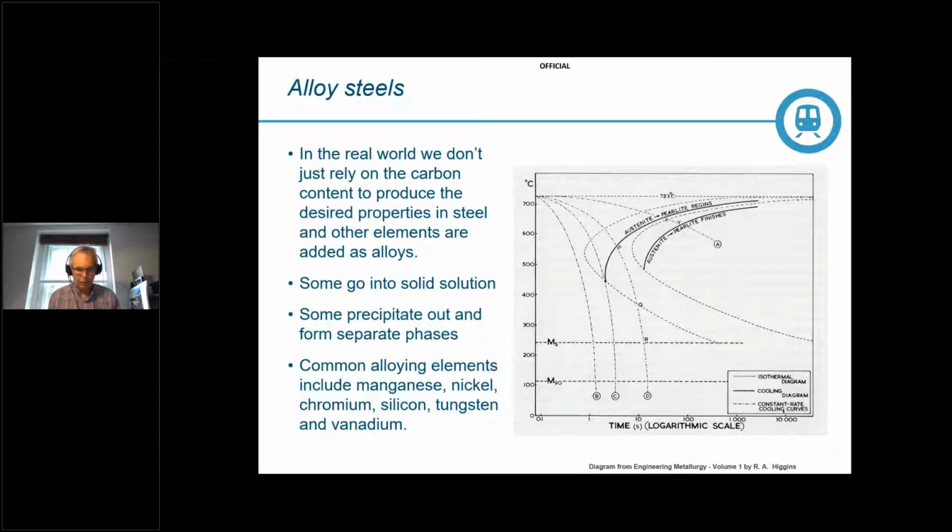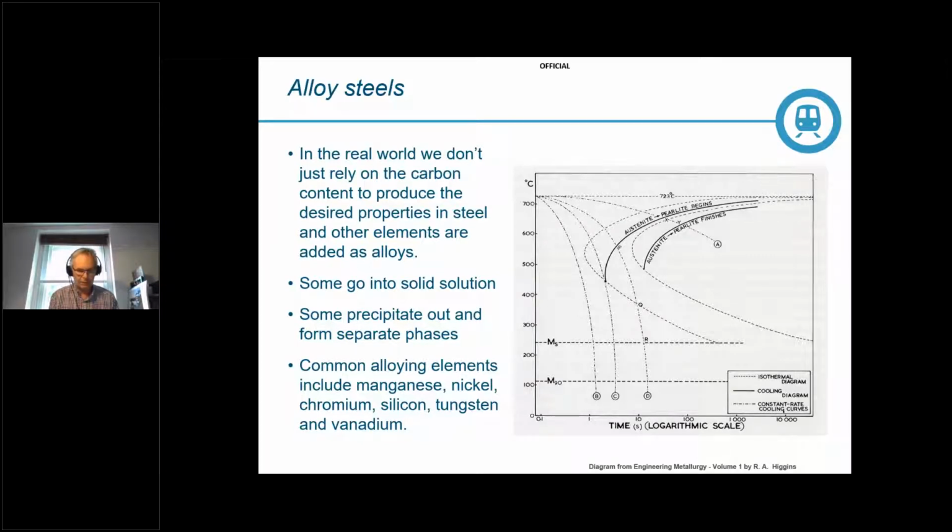Inevitably, in the real world, there's a lot more complexity. And if you want to learn more about that, I think the PWI book is a really good place to start. But the effect of other elements added to the steel to form alloys will modify the processes described. For example, moving the transition curves to the right, moving the eutectoid point, increasing the hardness, or making austenitic or bainitic structures stable at room temperature.